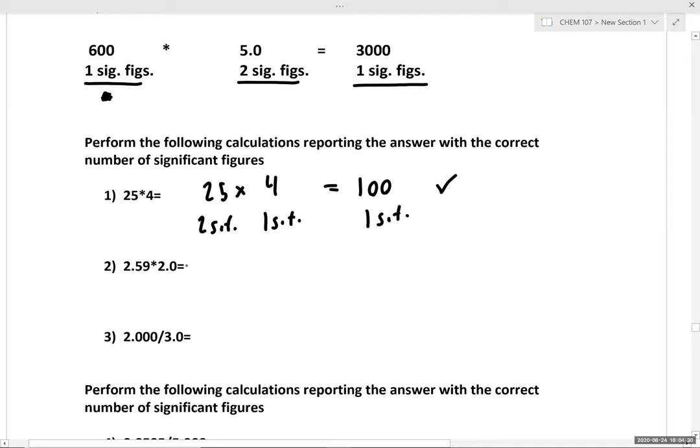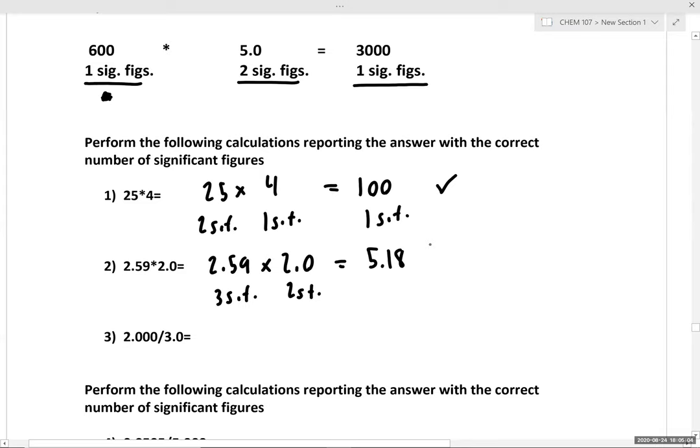Let's look at 2.59 times 2.0. So 2.59 has three sig figs. We multiply it by 2.0, which has two sig figs, and that in turn gives us 5.18. Now, would someone like to tell me how many sig figs I should report in my final answer?